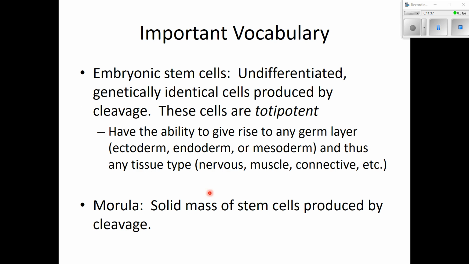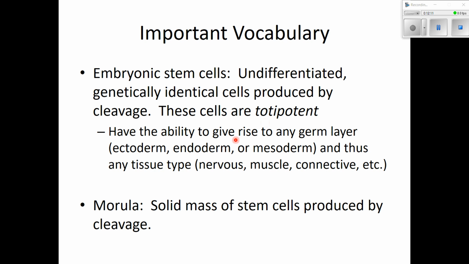Okay, I mentioned embryonic stem cells. I've mentioned the terms totipotent and pluripotent, which are kind of interchangeable terms. Embryonic stem cells are undifferentiated. That means they have not specialized for any particular function yet. Genetically identical cells that are produced by that early stage of cell division, that cleavage, that rapid mitosis. These cells are totipotent, or sometimes you'll hear the term pluripotent.